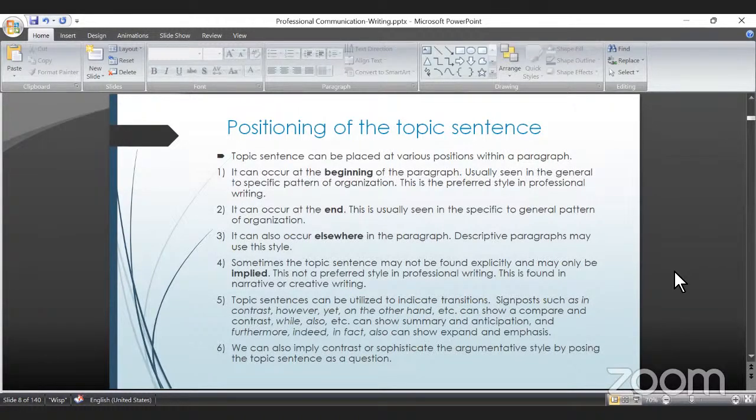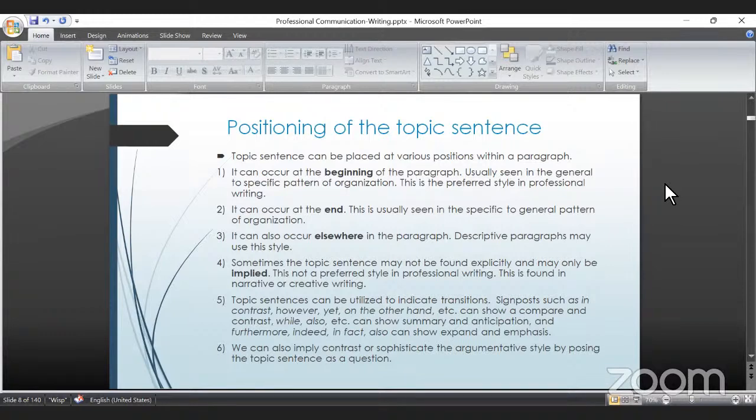Positioning of the topic sentence, like I discussed with you, it can either occur in the beginning of the paragraph, right? Or at the end of the paragraph or elsewhere, right? In professional writing, though, we prefer the topic sentence to be in the beginning of the paragraph. Sometimes, look at the fourth point, you sometimes don't find the topic sentence in the paragraph. It is only implied, which means there is no explicit sentence that you can put your finger on and say that, oh, this is my topic sentence. But it is simply implied. Okay, it's just there. You need to guess it from the paragraph that is already given. It is not written as a sentence by itself there.